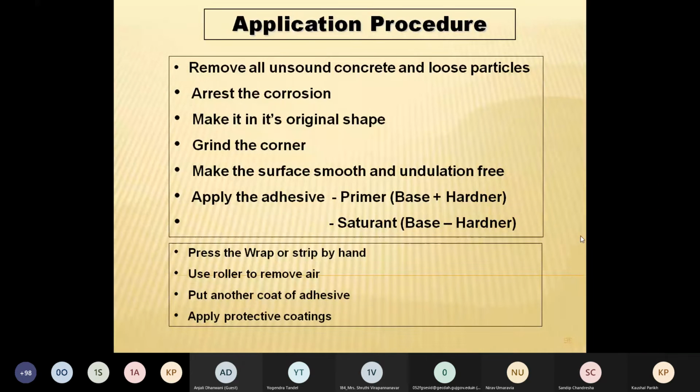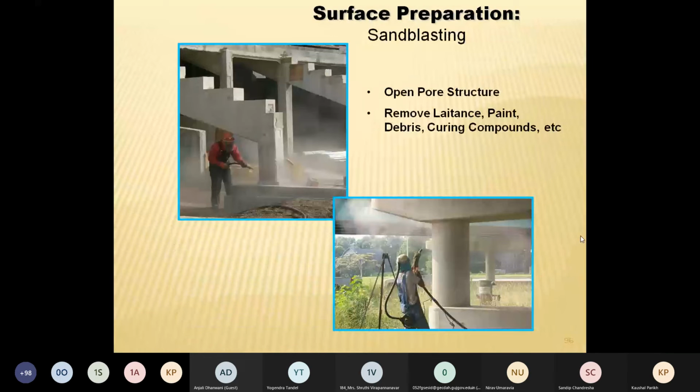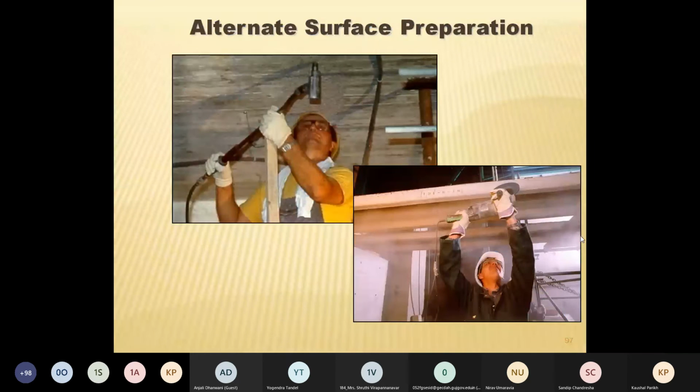So step number one, which has been shown here in the image, is the surface preparation. The surface preparation is done by removal of the paints, debris, curing compounds, etc., by sandblasting or by any other technique. Another approach to surface preparation is shown in the images.